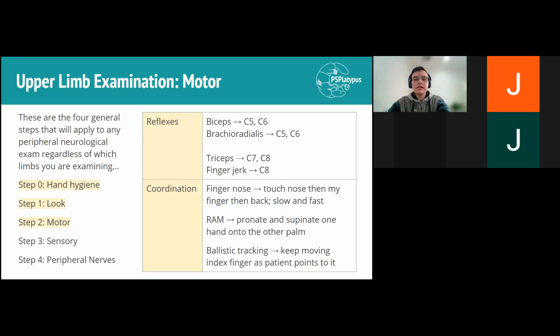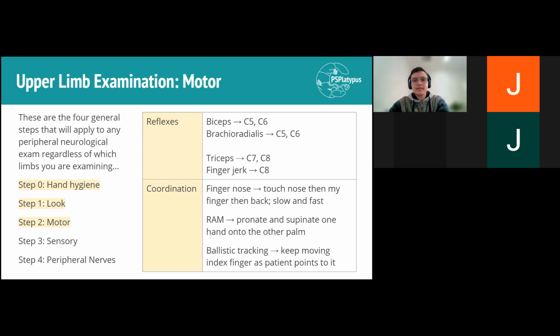So watch a video. We're thinking about biceps reflex. You might have seen that one. Brachioradialis. Think about where that muscle is. Triceps on the back of the upper arm, or the posterior aspect. And then finger jerk is probably just don't do it, because finger jerk is very difficult to elicit and it doesn't give you that much information that you don't already have.